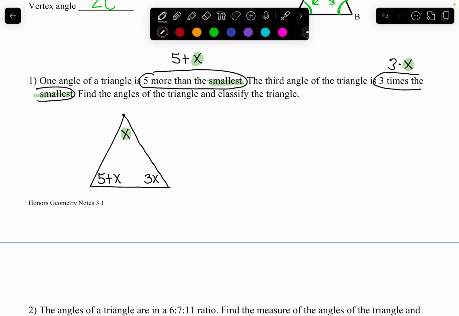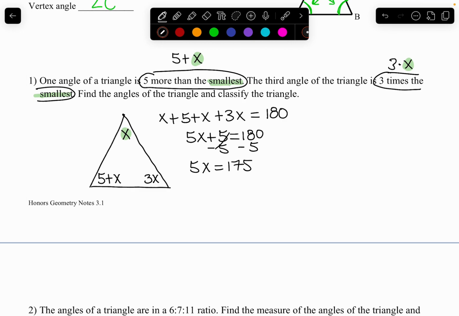Okay, we know by this point that all three angles of a triangle should add to give us 180 degrees. So I'm going to go ahead and just add those three angles together. x, that's my top angle, plus 5 plus x, that's the left angle, plus 3x, that's the right angle, and those should add to give us 180 degrees. And then I'm just going to solve this algebra equation. So we've got 5x plus 5 equals 180. I'm going to subtract 5 on both sides. I have 5x equals 175.